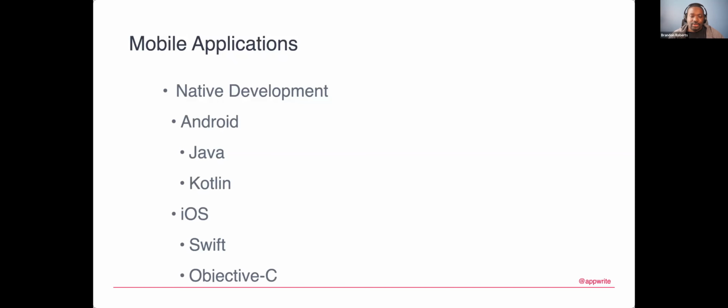For mobile applications, of course, there are plenty of options also for native development. For Android, Java is the primary language you could choose, but there's also Kotlin as a primary choice. And on the iOS side, there's Swift as a choice, and Objective-C as another option for developing mobile applications.